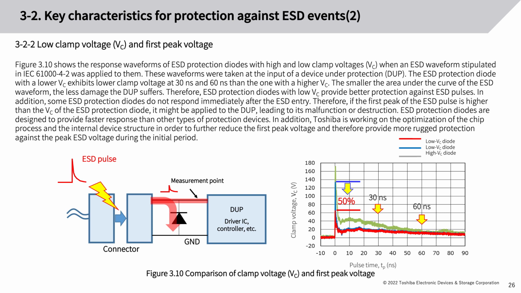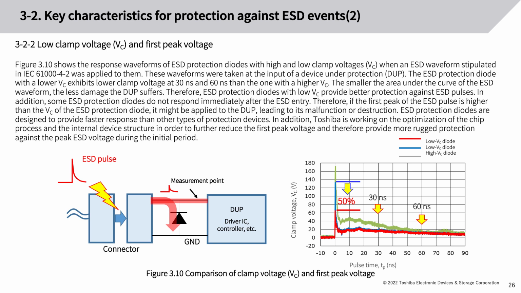The ESD protection diode with the lower VC exhibits lower clamp voltage at 30 nanoseconds and 60 nanoseconds than the one with the higher VC. The smaller the area under the curve of the ESD waveform, the less damage the DUP suffers. Therefore, ESD protection diodes with low VC provide better protection against ESD pulses. In addition, some ESD protection diodes do not respond immediately after the ESD entry.